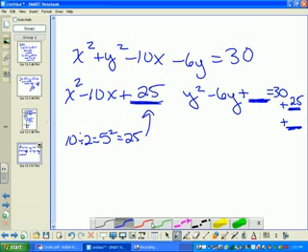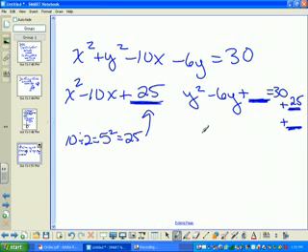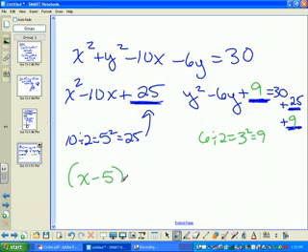What about for this one? Because 6 divided by 2 is going to give me 3. Square it makes 9. So 9 is going to go in that blank. Yes? Simplify. First one will factor into x minus 5 squared. Then the next one's going to factor into y minus 3 squared. And then we've got 30 plus 25 plus 9.